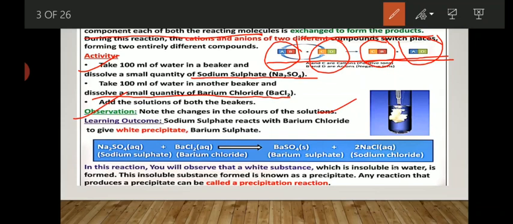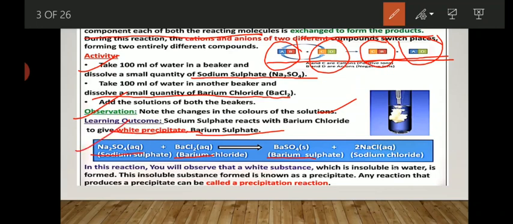Sodium sulfate reacts with barium chloride and forms a white precipitate of barium sulfate, which proves that in both the beakers a displacement reaction takes place along with the formation of barium sulfate white precipitate and sodium chloride solution. Sodium sulfate reacts with barium chloride, and it gives us barium sulfate and sodium chloride.